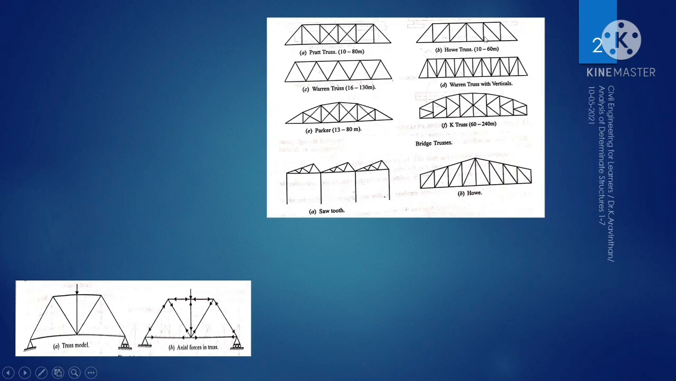Howe truss, and the next greater distance you can use is Warren truss, and K truss can be used for double the times of the Warren truss. And this is another type of Howe truss where you have the top chord in an angle. Okay.